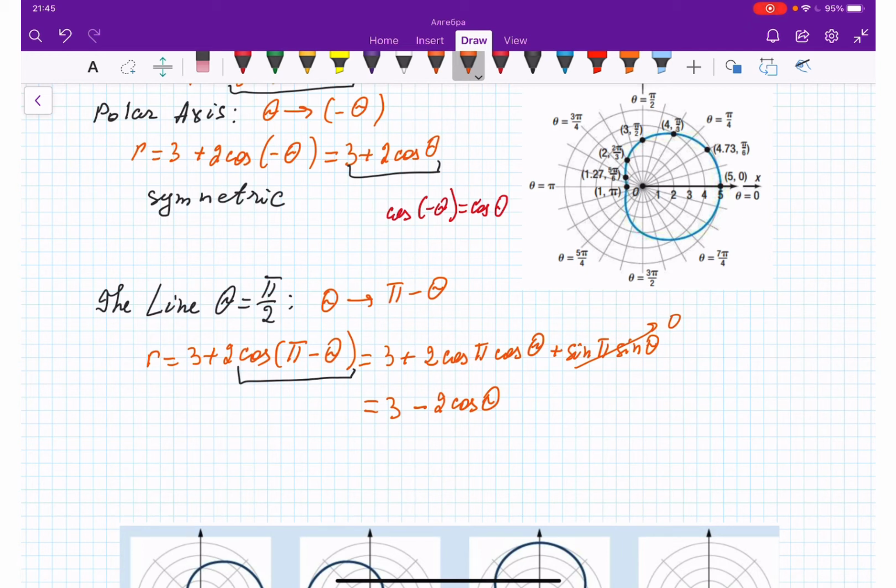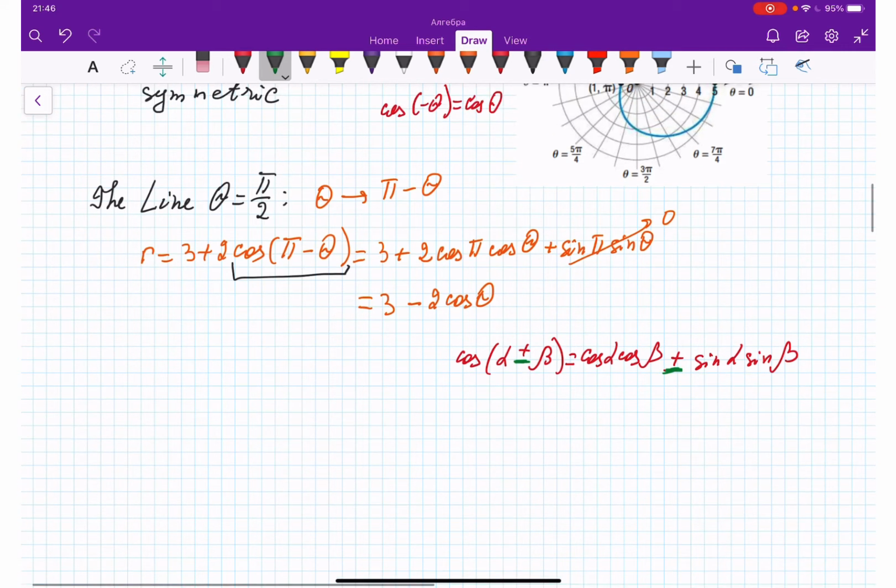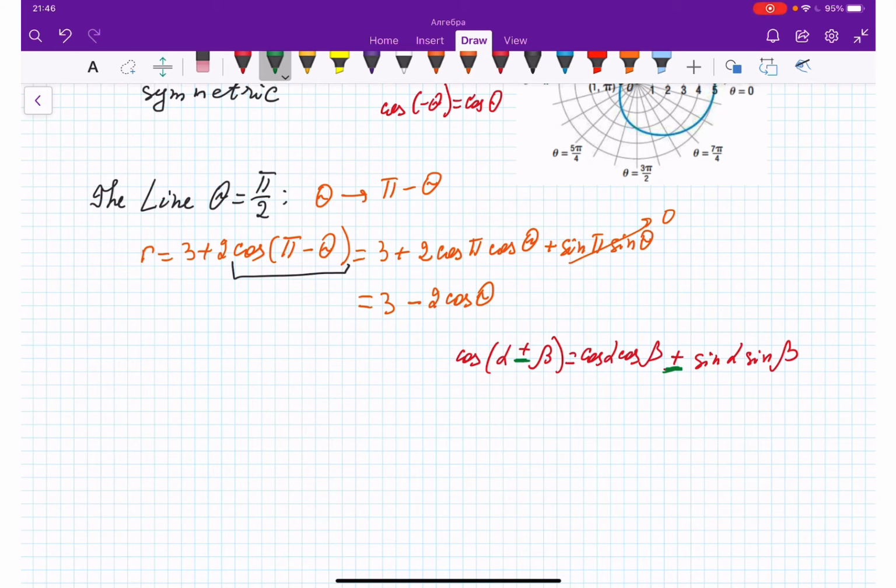So let me write down a formula here on the side. Cosine alpha plus minus beta is equal to cosine alpha cosine beta. I don't know why I always have a habit to squeeze in formulas instead of giving enough space. Okay, cosine alpha cosine beta plus minus sine alpha sine beta. Let me mark down here negative, here also negative, so you will see. Okay, so we got r is equal, in this case, r is equal to 3 minus 2 cosine theta.